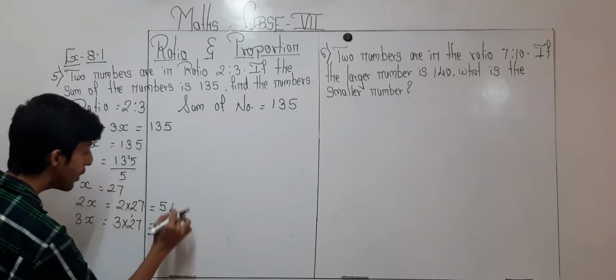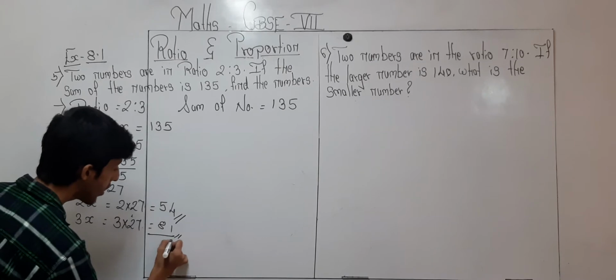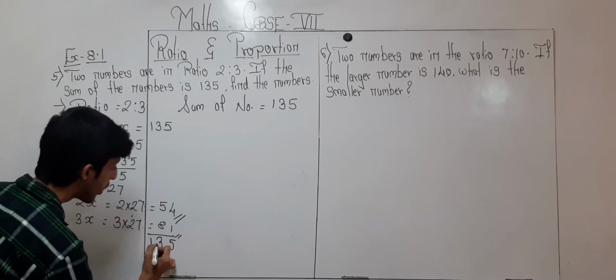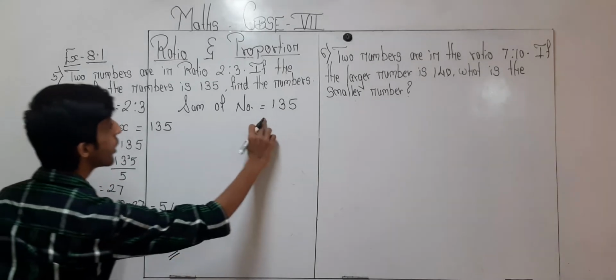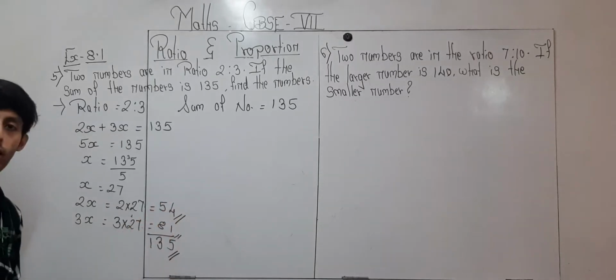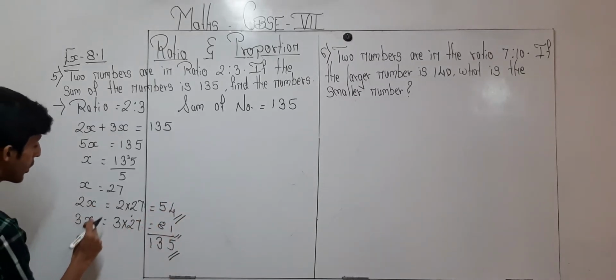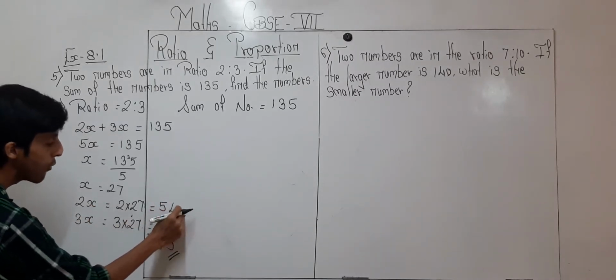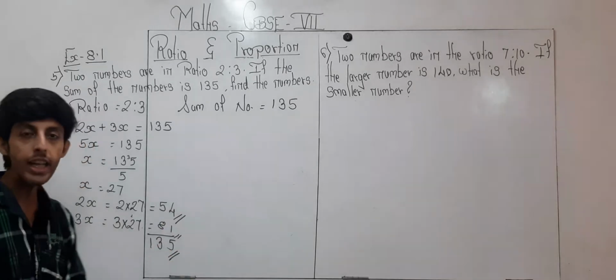Now if I add both the numbers, what I get over here is 5 and over here is 135. Total of the two numbers is 135. So my ratio is 2:3. The first number is 54 and the other number is 81.